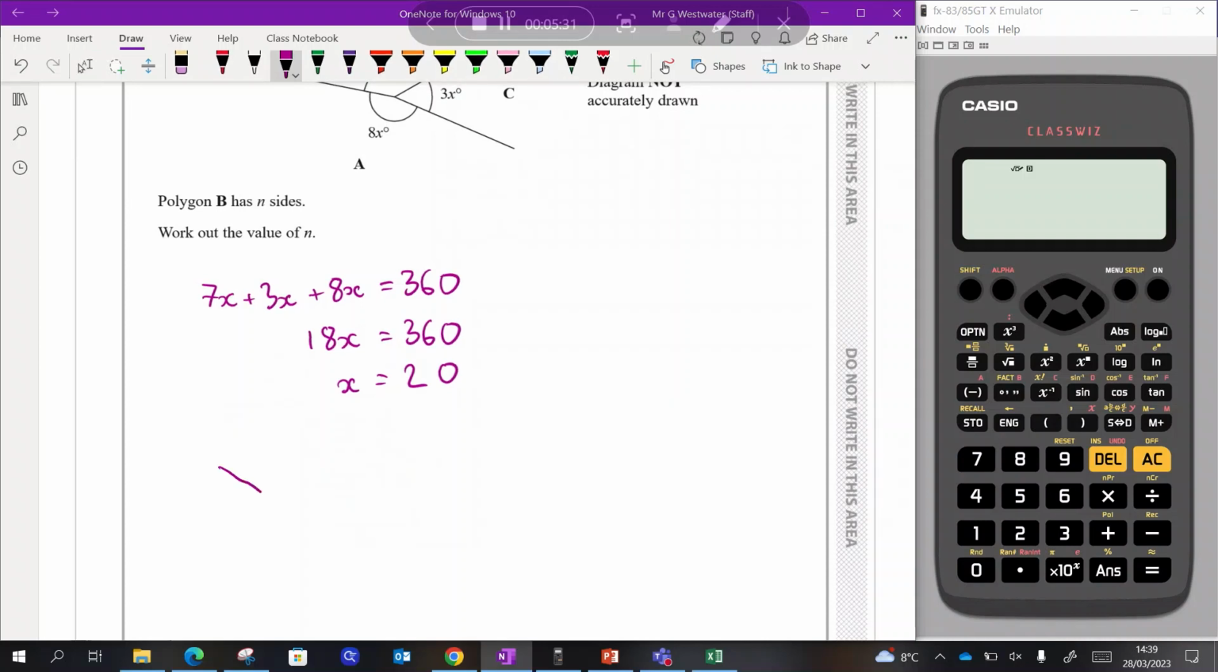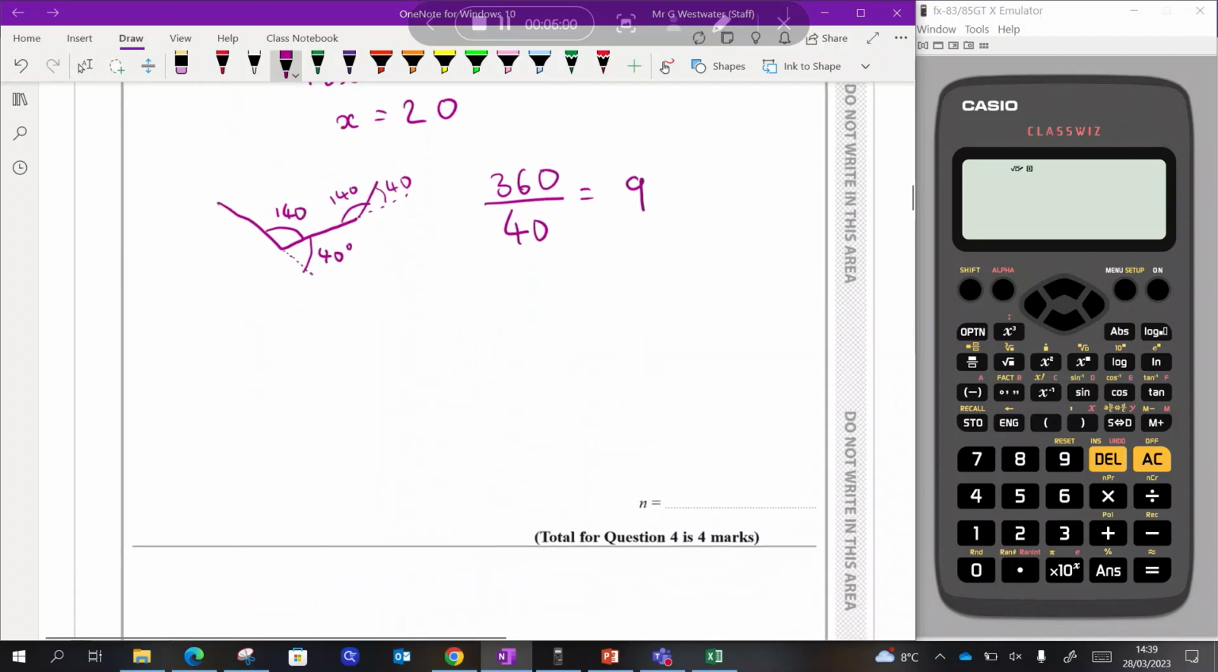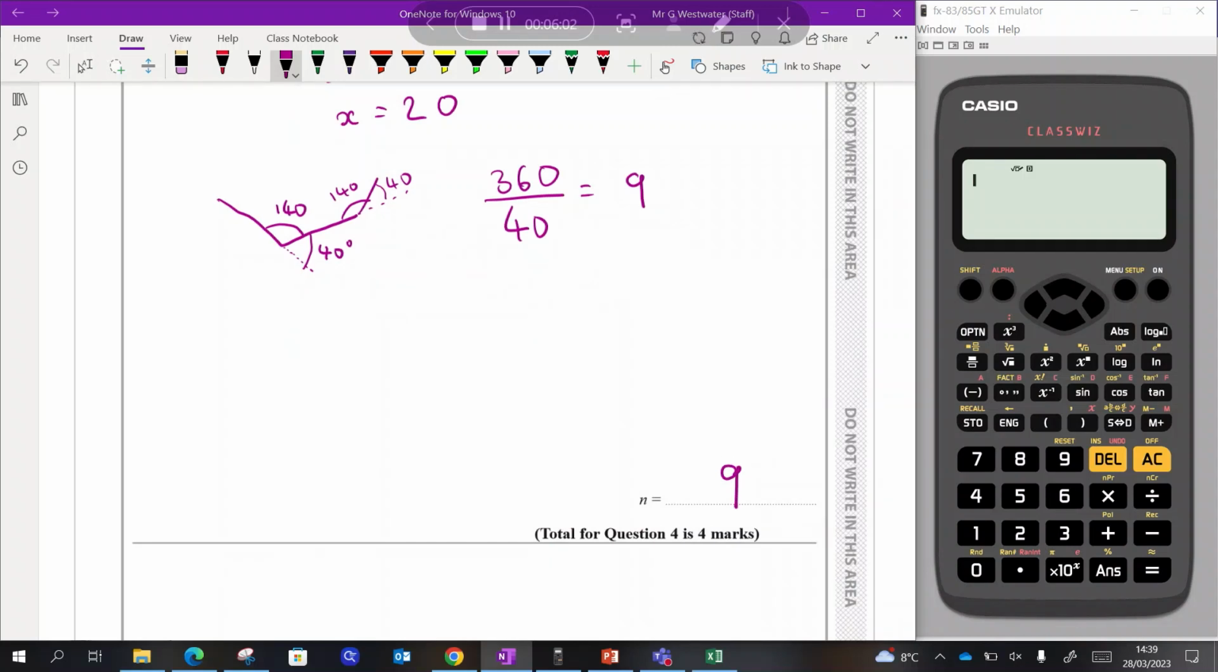Now, if I think about this, let's just take away everything else. Here's 140 degrees. If this is a regular polygon and each angle is 140, what I can do is work out the exterior angle, which is 40 degrees. And I know that all exterior angles have to sum to 360. So what I can do is say 360 divided by 40 is 9, and that must be the number of sides. Okay, because if each is 40, how many times does 40 go into 360?